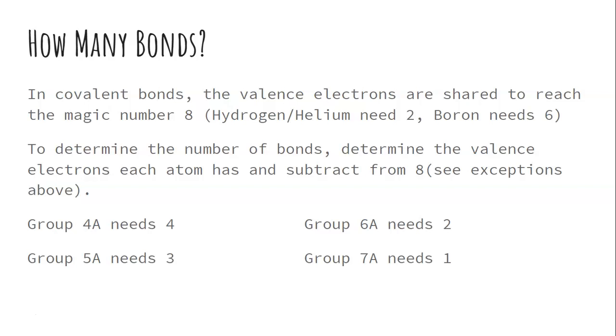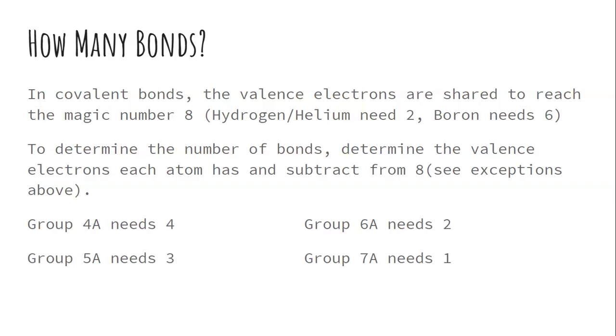So to determine the number of bonds, we have to determine the valence electrons in each and subtract from 8. Again, seeing those exceptions above. So group 4, you need 4 electrons to get to 8. Group 5 needs 3. Group 6 needs 2. Group 7 needs 1.